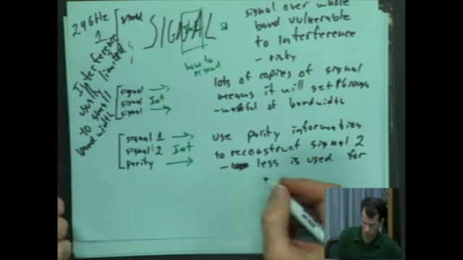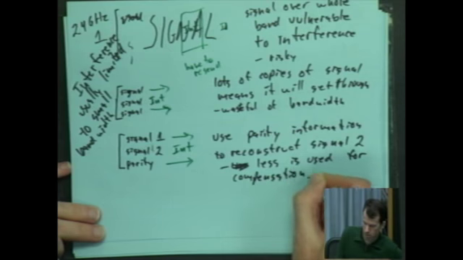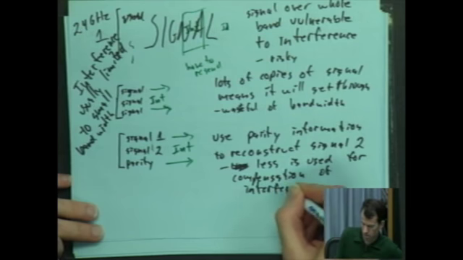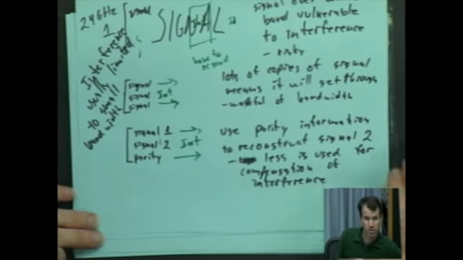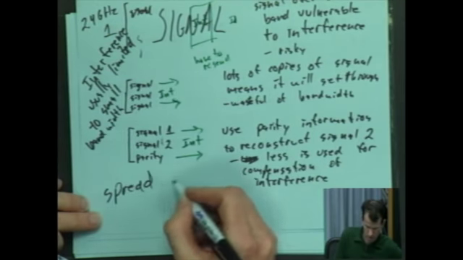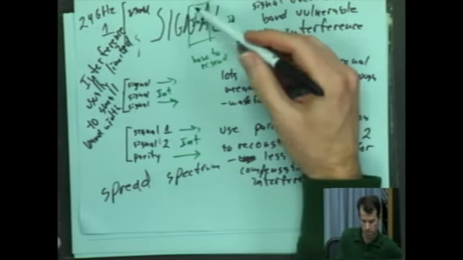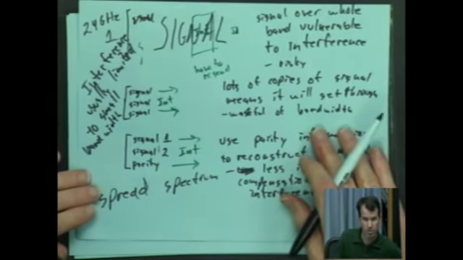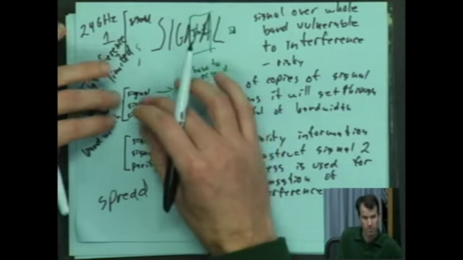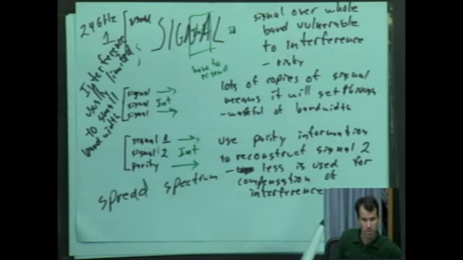And this is used for, so this is going to mean less is used for compensation of interference. Okay? This is called spread spectrum. These techniques here. This wouldn't be spread spectrum because you're just using the whole thing. That would be awesome because you get the whole thing. But anyway, this is spread spectrum, where you're kind of spreading your signal out, duplicating it in some way so that interference isn't going to mess you up.